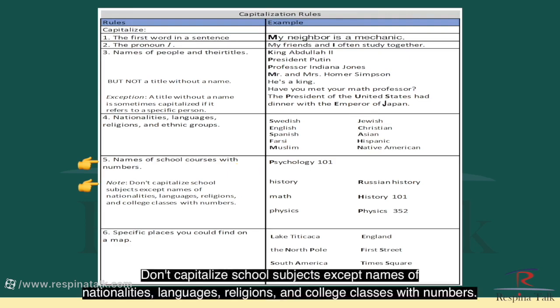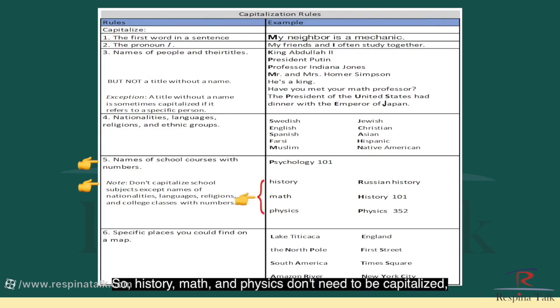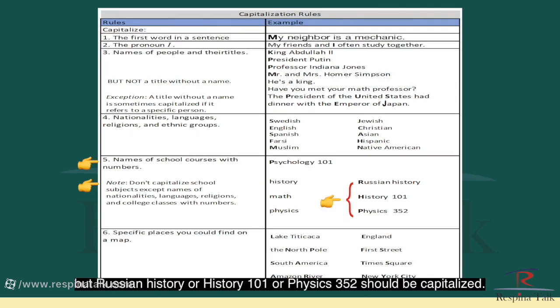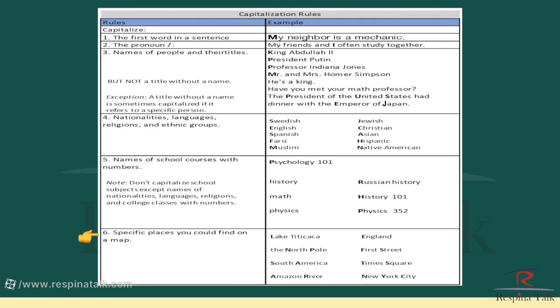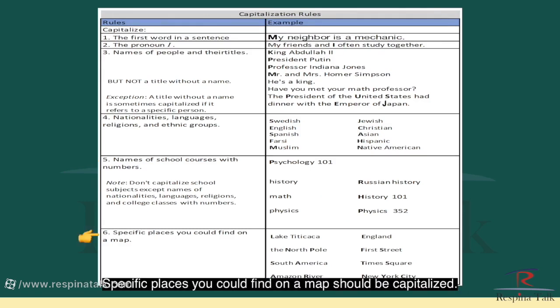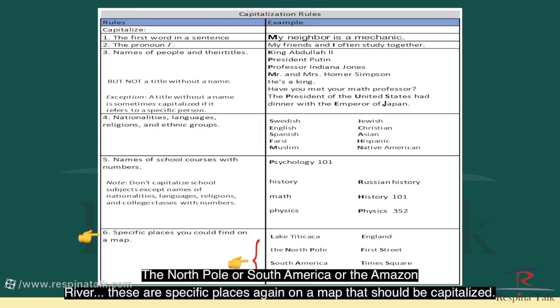But don't capitalize school subjects except the names of nationalities, languages, religions, and college classes with numbers. So history, math, and physics don't need to be capitalized, but Russian history or history 101 or physics 352 should be capitalized. Rule number 6, specific places you could find on a map should be capitalized, like the North Pole or South America or the Amazon River. These are specific places, again, on a map that should be capitalized.